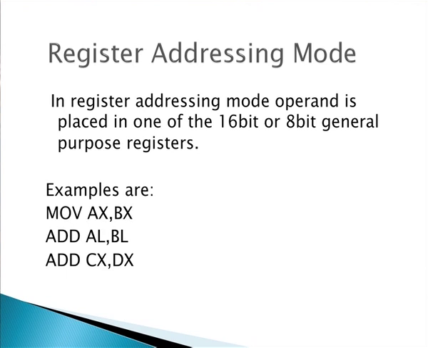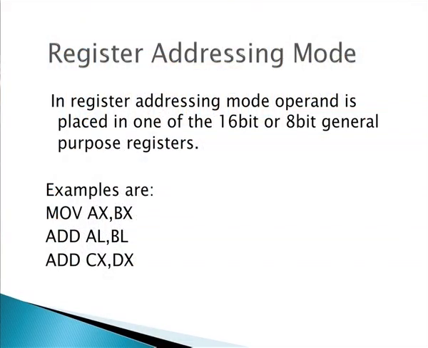First one is the register addressing mode. As the name suggests, the operand or the data defined in this type of addressing mode will be in a general purpose register. In register addressing mode, the operand is placed in one of the 16-bit or the 8-bit general purpose registers. As we know, the 8086 microprocessor can perform operations on an 8-bit operand as well as on a 16-bit operand.